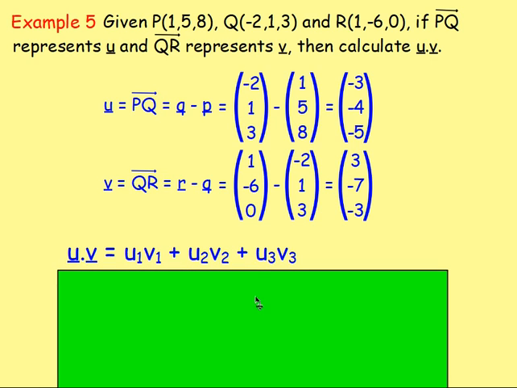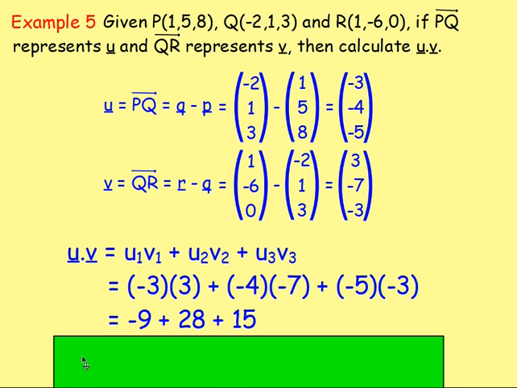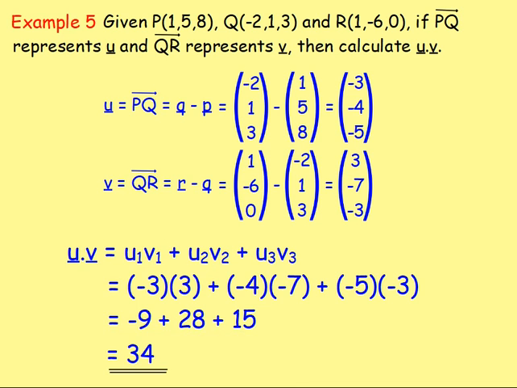So no angle is given, so you're going to have to use u dot v equals u1 v1 plus u2 v2 plus u3 v3. From there, multiply the x values together, multiply the y values together, multiply the z values together, and then add the results together. So from that, you would have negative 3 times 3, add on negative 4 times negative 7, add on negative 5 times negative 3. Working that out, you get negative 9 plus 28 plus 15, which equals 34! And that is your answer.